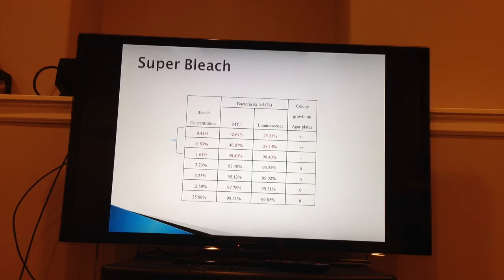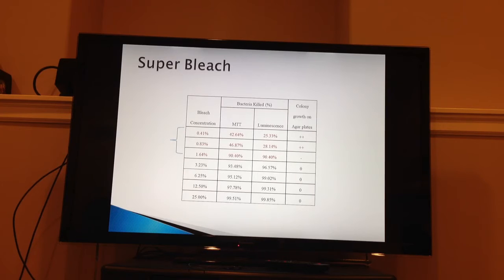0.41% on average killed 32% of the bacteria. And you can see that bleach is extremely effective, even at 1.64%, killing 90% of the bacteria.